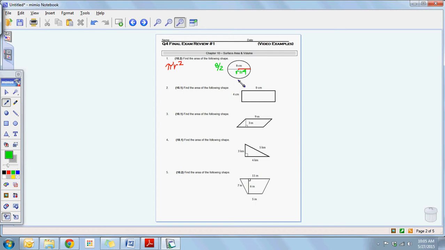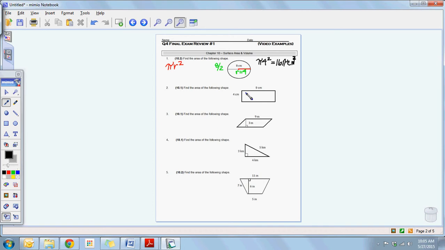So you have to be careful not to just plug in whatever number you're given. If I plug this information into my formula, I would have pi times 4 squared. And remember, you can leave pi in your answer. So the simplified answer to this problem would be 16 pi. And remember to have your units: centimeters squared. Area is always squared.